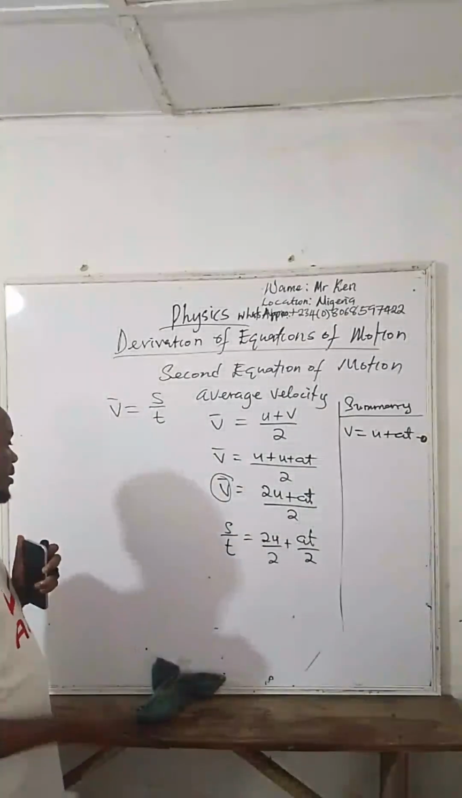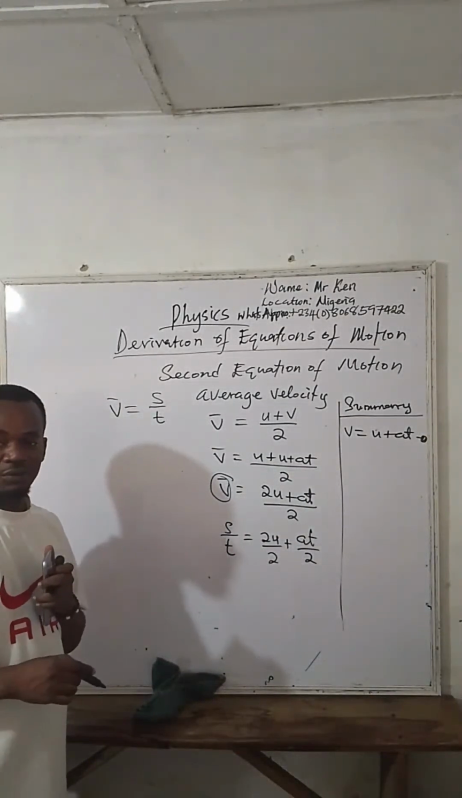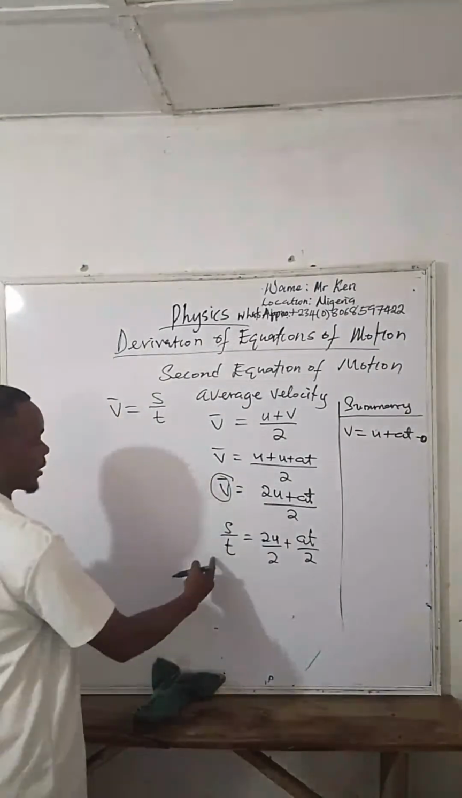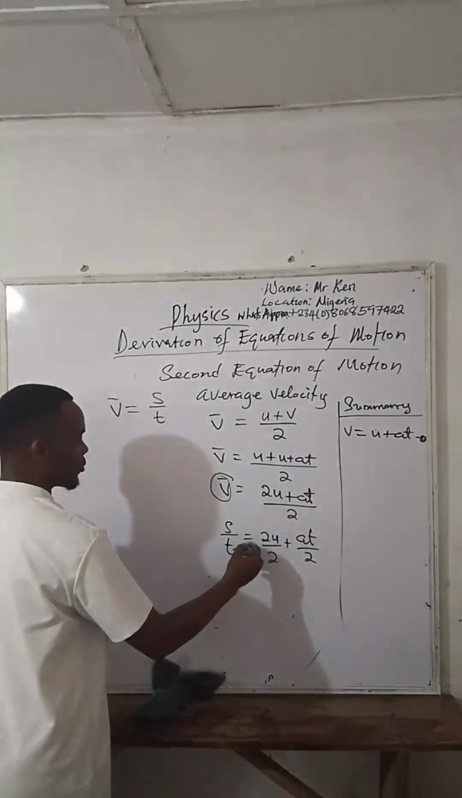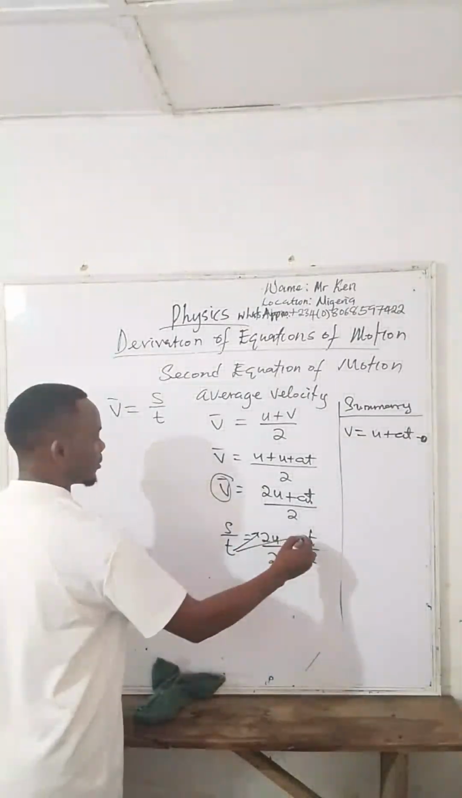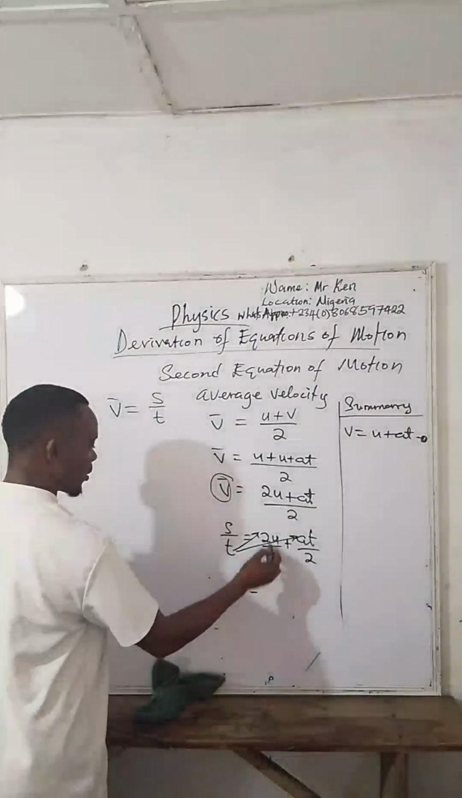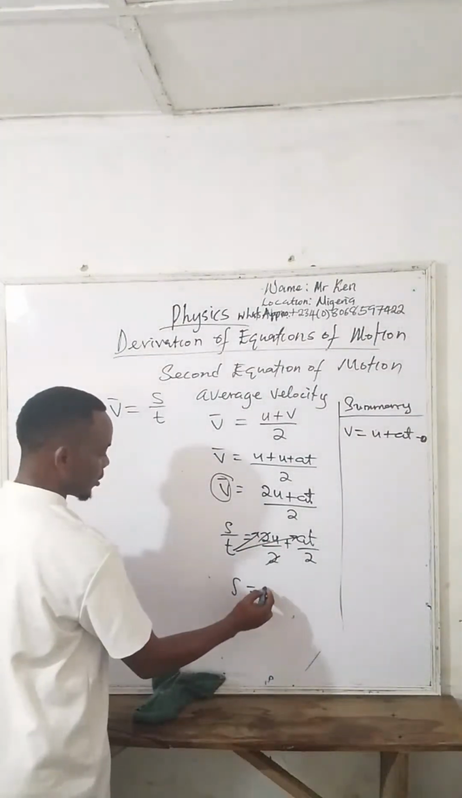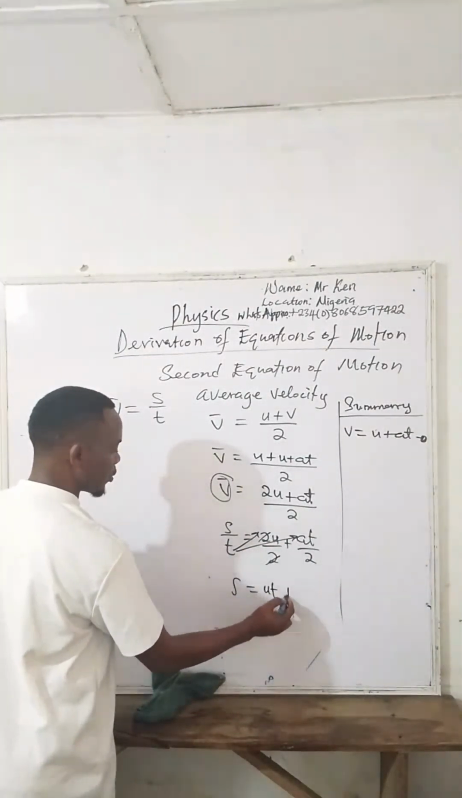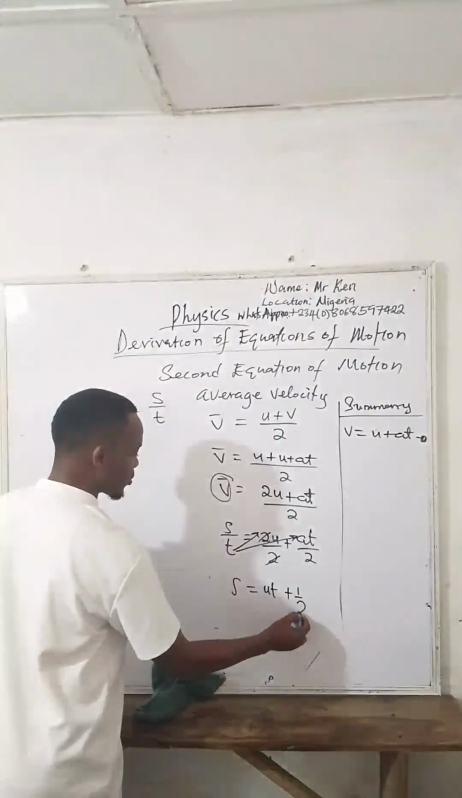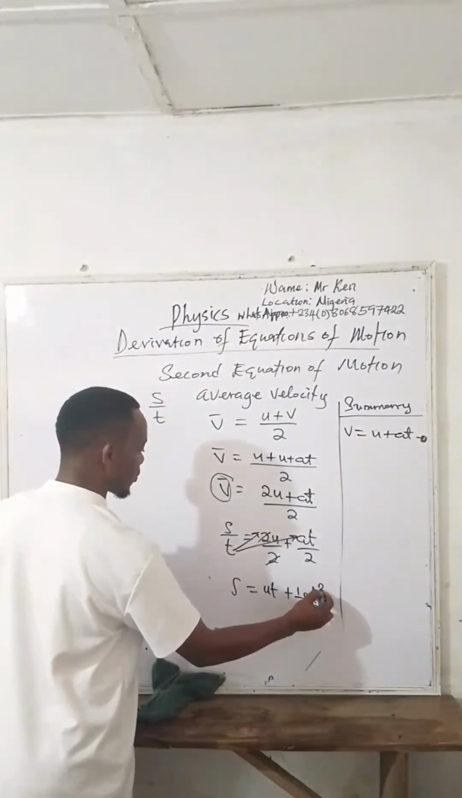See, I want to make S the subject of the formula. I'll cross multiply, take only this one. So S is now equal to, this one already cancels this, UT plus 1 all over 2 AT square.